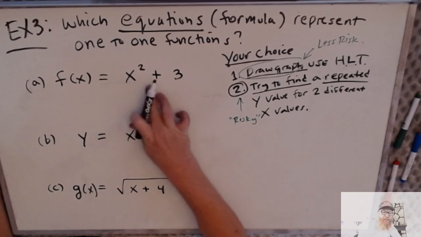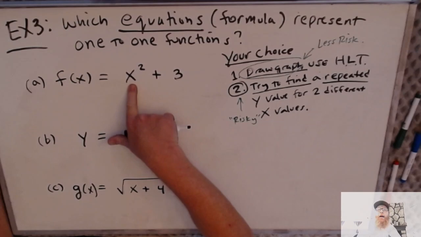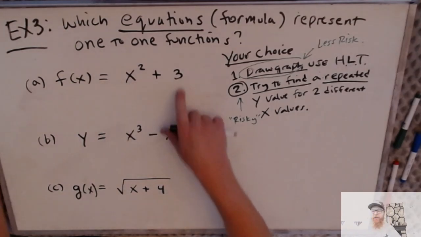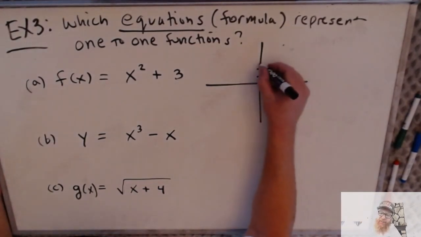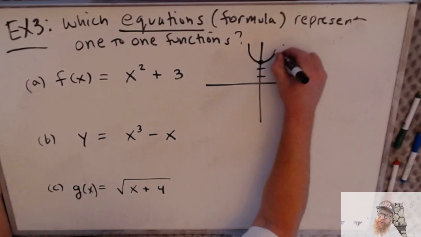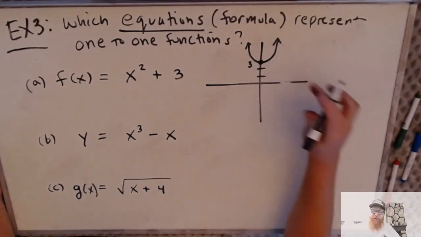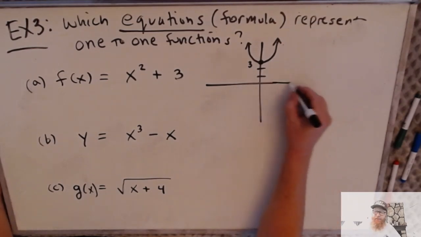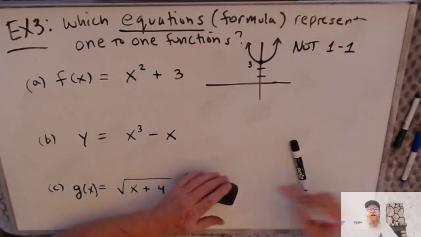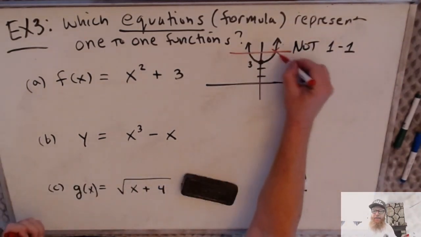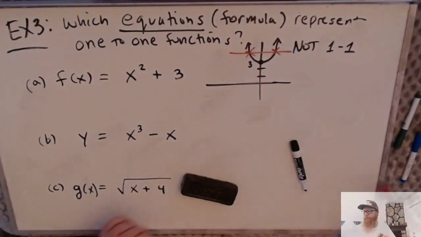So how about this one? X squared plus 3. All right. I know my mother function is x squared, and it's been shifted up 3 units. So I'm going to draw a graph. It doesn't have to be a very good graph. It's a parabola shifted up 3 units. Definitely not one-to-one. See? Horizontal line, 2 different x's give you the same y value. So no.